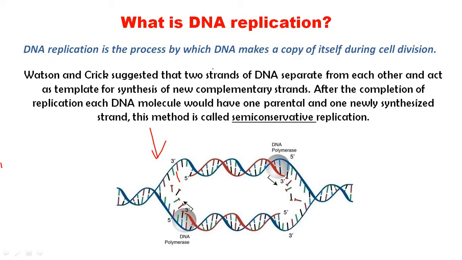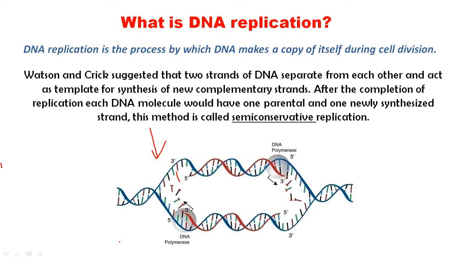So, DNA replication is the process by which the DNA makes a copy of itself during cell division. Watson and Crick suggested that the two strands of DNA separate from each other and act as a template for the synthesis of the new complementary strands. After the completion of the replication, each DNA molecule would have one parental and one newly synthesized strand. This method is called the semi-conservative mode of replication, the process by means of which the DNA molecule divides into two identical daughter DNA molecules, using the two strands of the parental DNA as the templates, following which the deoxyribonucleotides make complementary base pairing. This is known as replication.